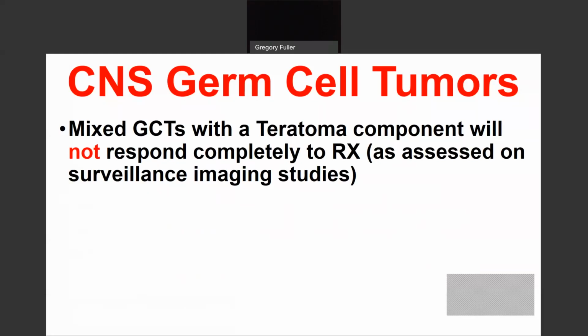So maybe you have a tumor that's, let's say, a big one, 3.5 centimeters at presentation. Maybe it goes down to 1 centimeter. Still 1 centimeter, that's going to be the teratoma. So with surveillance imaging, it doesn't melt away. Suspect that it's a mixed germ cell tumor, the teratoma component.